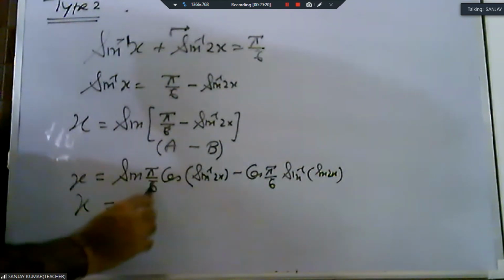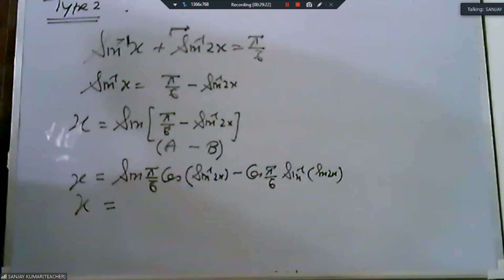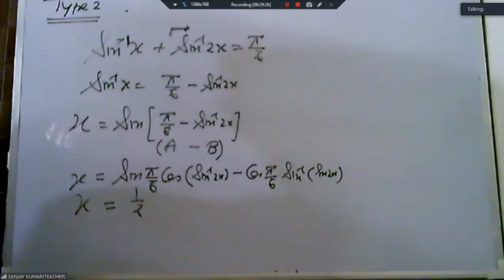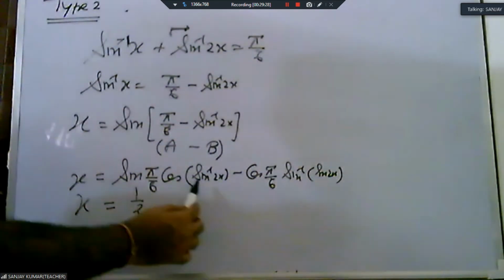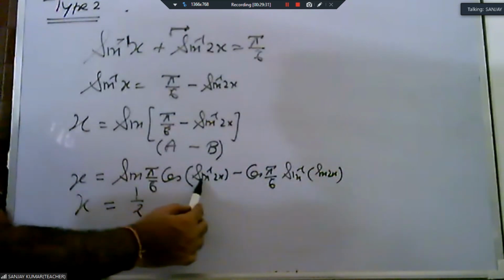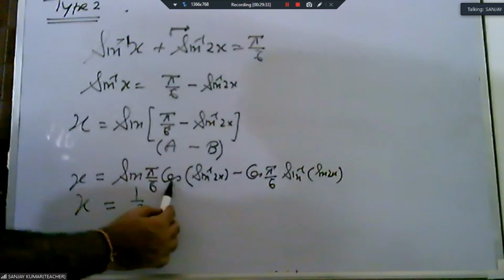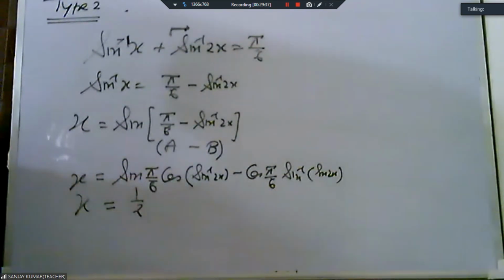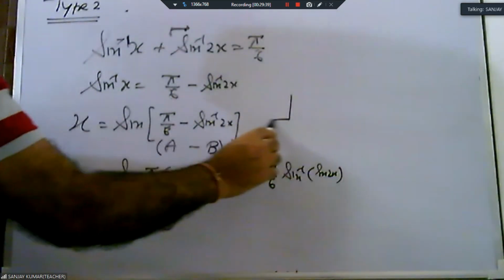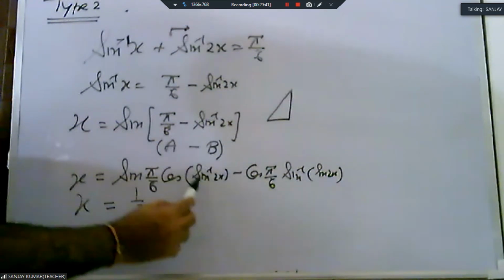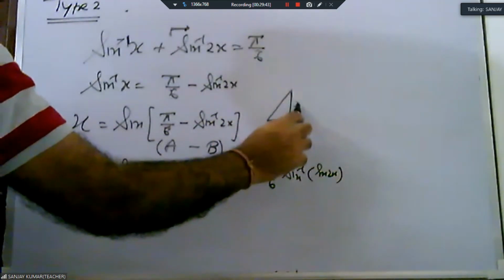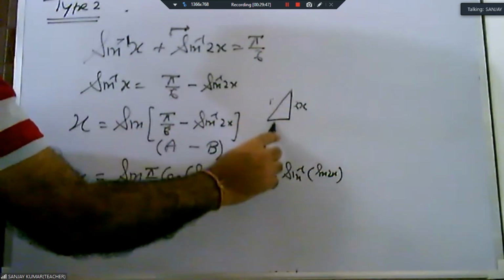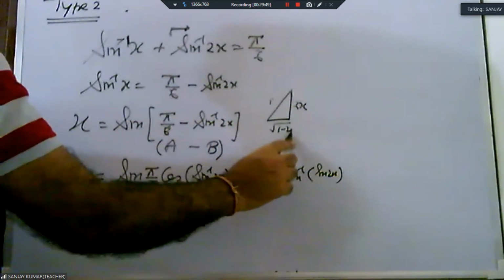Sin pi by 6 is sin 30 degree, that means half. Now sin inverse 2x and this is cos. This is sin, this is cos. Again the problem is same. This cannot be cancelled because we have sin inverse and we have cos. So what we do here, we make a triangle for it. The triangle is 2x upon 1, perpendicular upon hypotenuse. So what we get here, under root 1 minus 4x square.